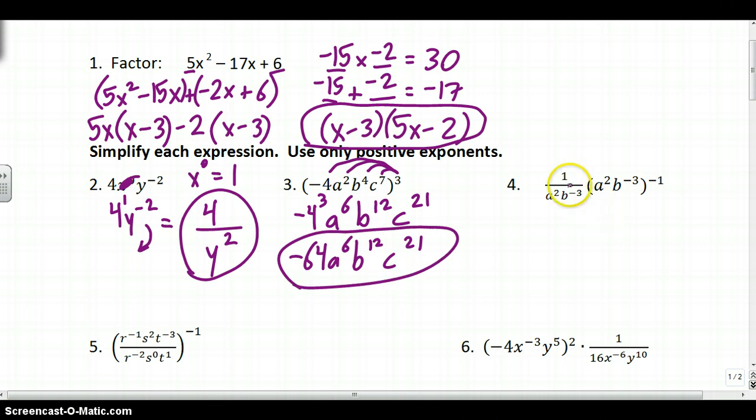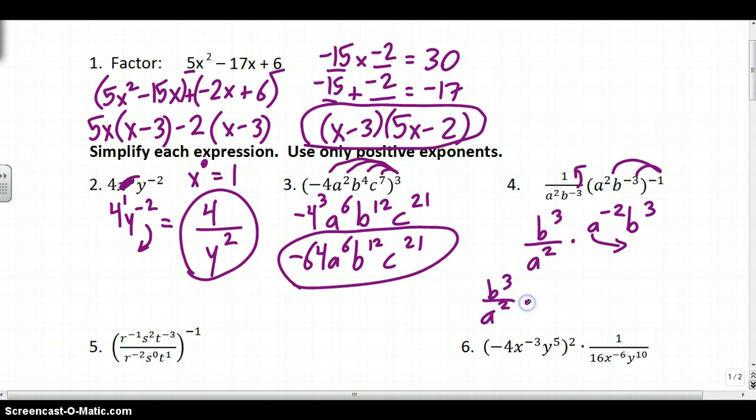Number 4. There's a couple ways you can handle this. I'm going to go ahead and move the negative exponent upstairs to make it happy. So it becomes b to the third over a squared times, I'm going to do the same thing here after I distribute the power. So we have a to the negative second, b to the positive third, which means this a to the negative second is going to go to the bottom. So you're left with b cubed over a squared times another b cubed over a squared. And that a squared went to the bottom.